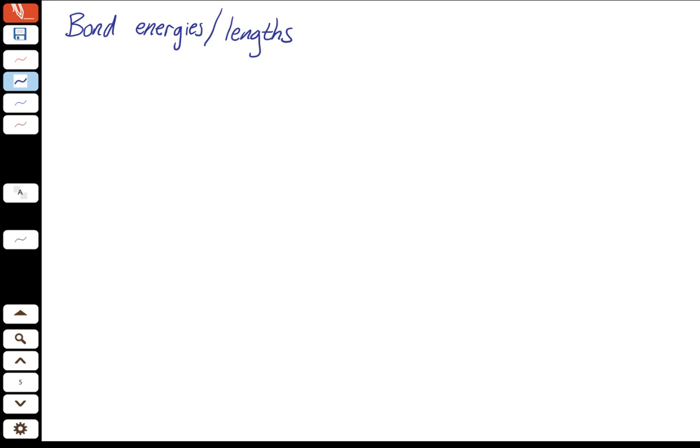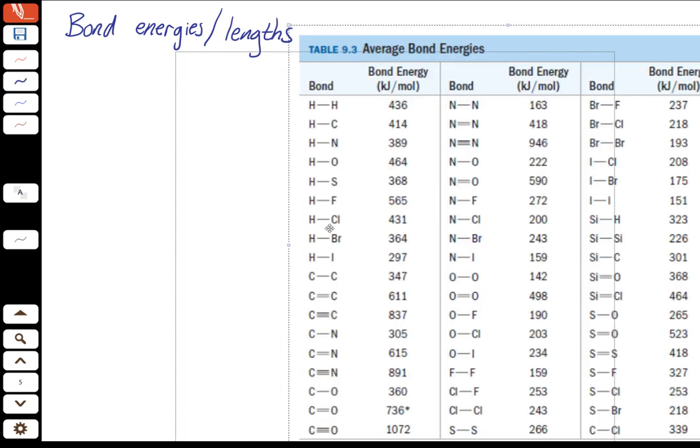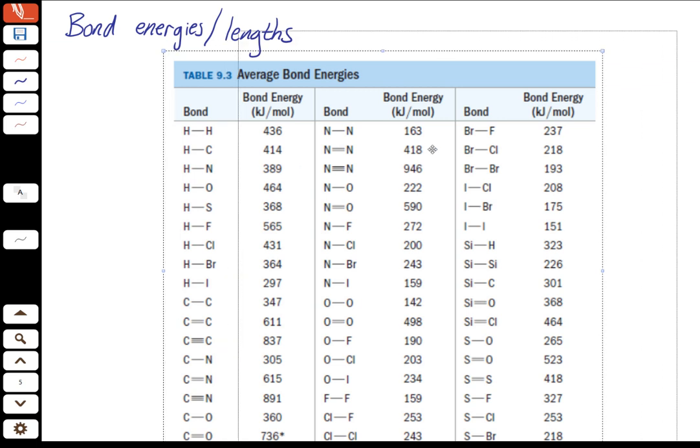let me show you a table of bond energies that we will use, or that you'll use in your homework to do some calculations. And we'll practice this a little bit downstairs today too. So here are some bond energies. I'm just going to put these over here.